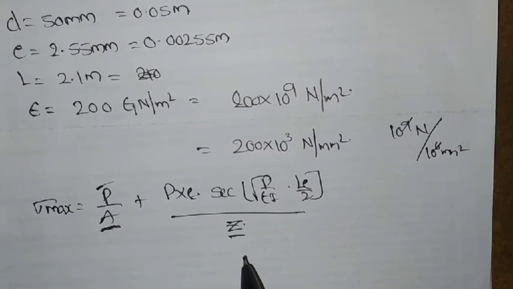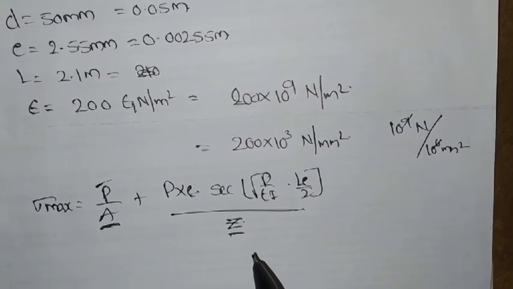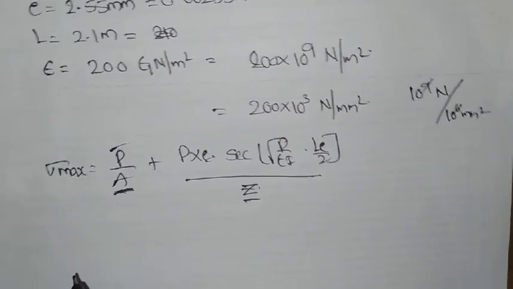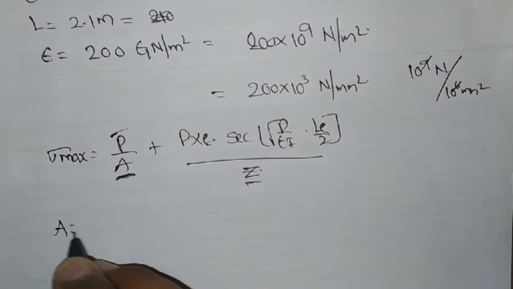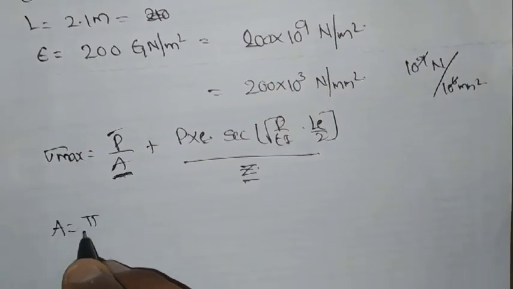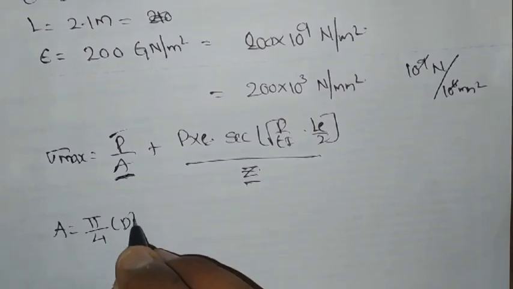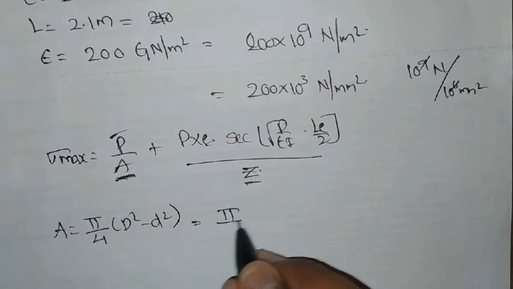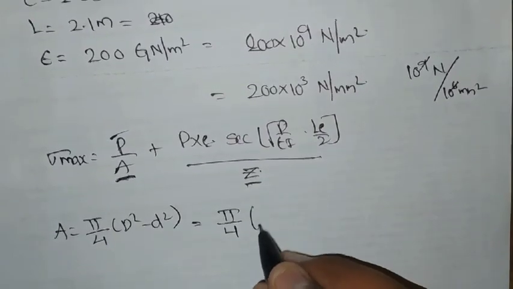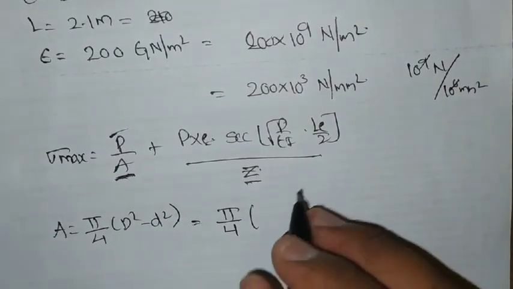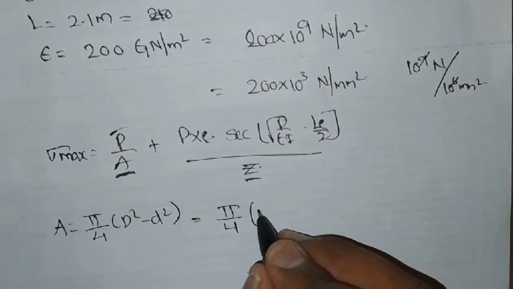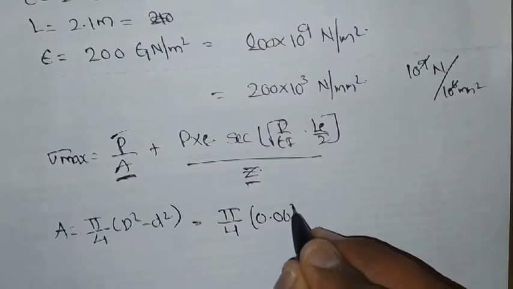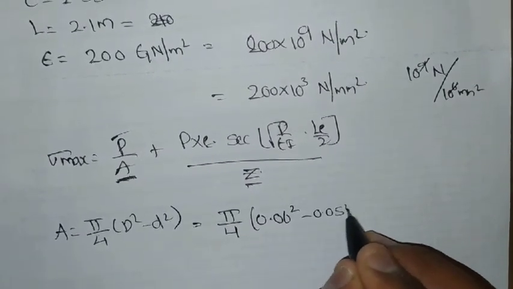So now we will find out the value of I and Y. First, we will find out the area of our section. A is equal to, it is a circular section, so it will become pi by 4 of capital D square minus small d square. In the formula, converting into meters, it is pi by 4 of 0.06 square minus 0.05 square.